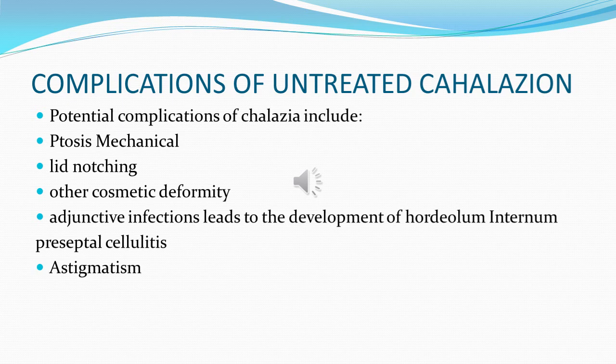The complications of untreated chalazion. If the chalazion is left untreated, I have already enumerated what all things will happen. Likewise, if the chalazion is left untreated, it can land up in the following complications. The tumor may increase in size, causing dragging of the lids, upper lid ptosis, and lower lid eversion of the lid margin causing ectropion.